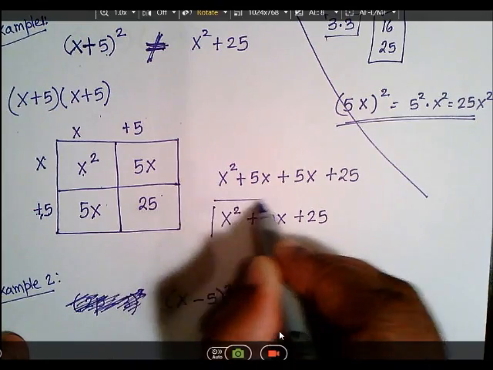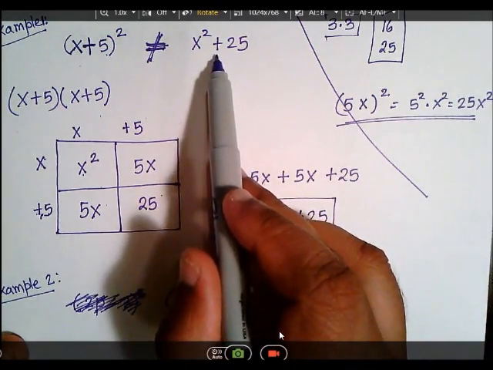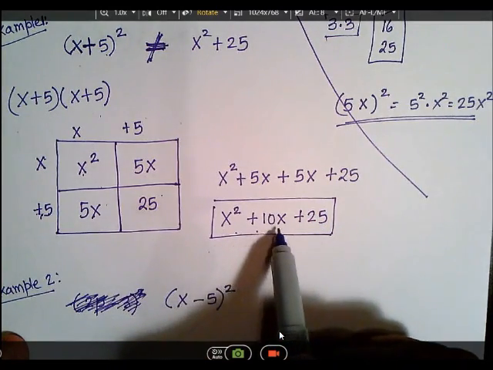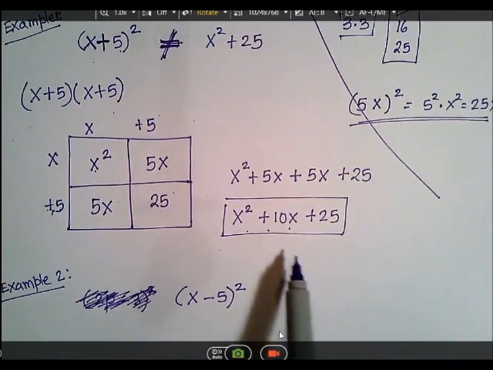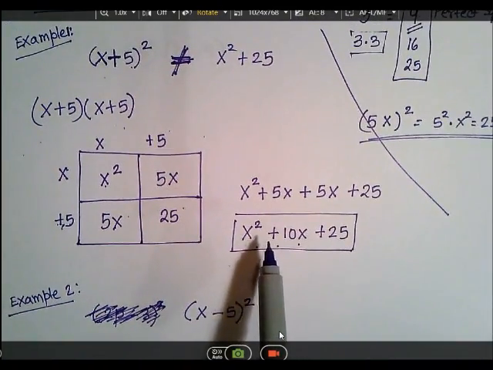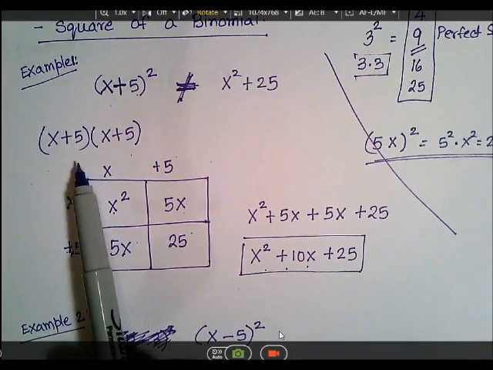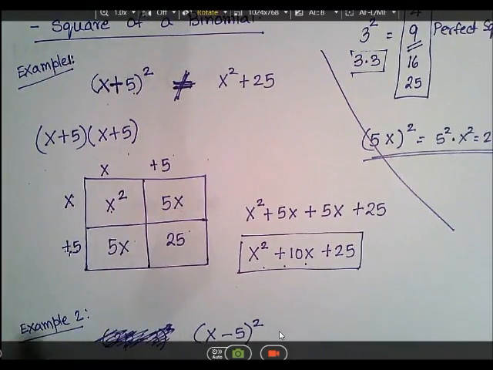So x plus 5 the whole square was not x squared plus 25. x plus 5 the whole square is x squared plus 10x plus 25. So that's my trinomial. It's a quadratic trinomial. I got this by squaring a binomial. I had a binomial and I squared it.